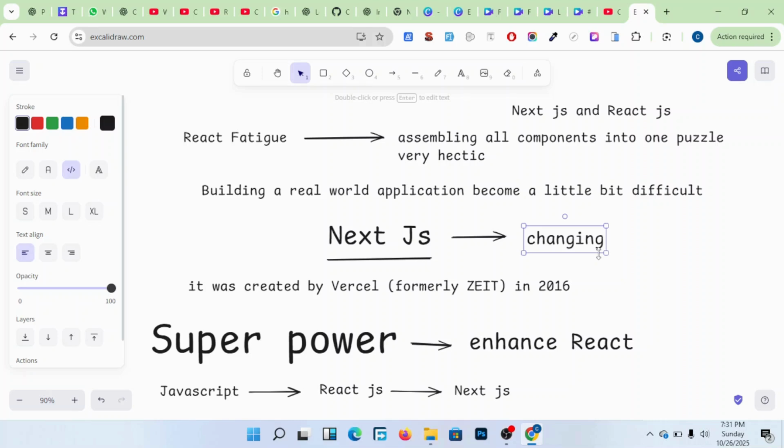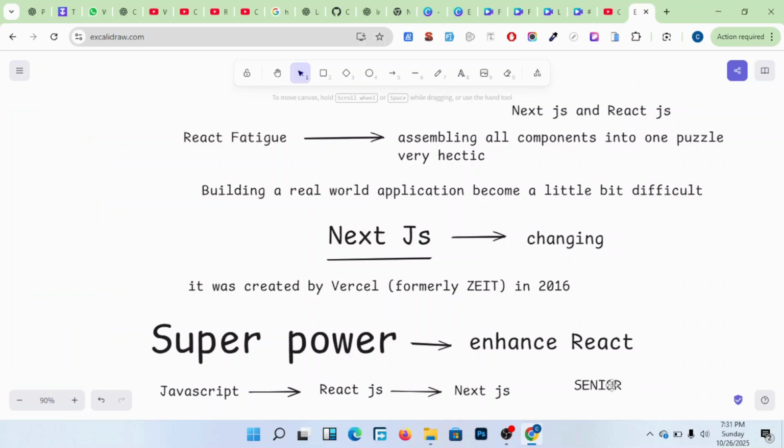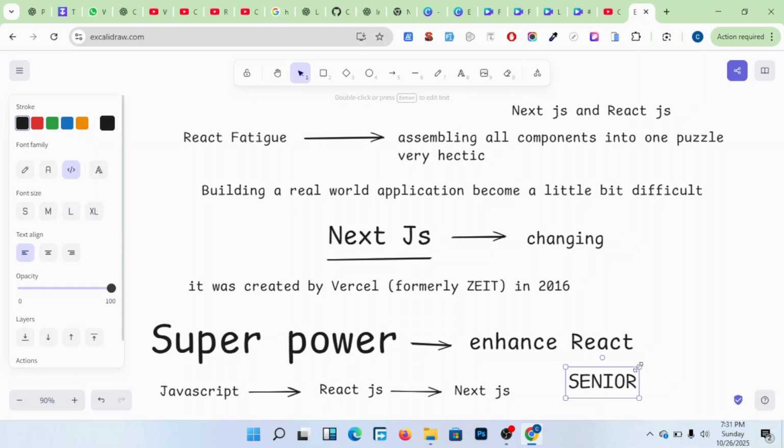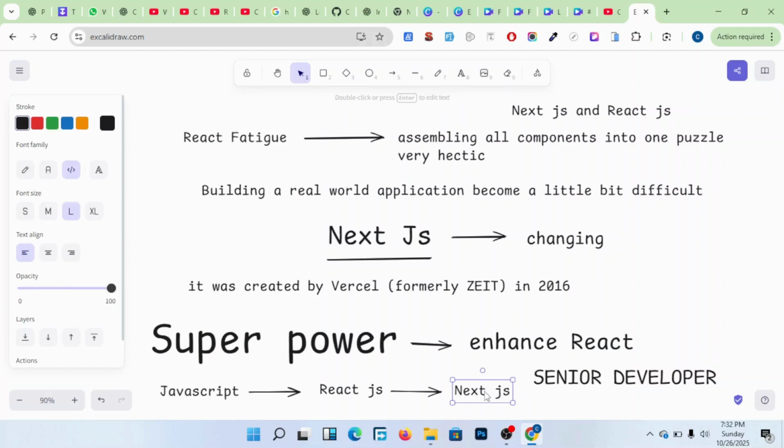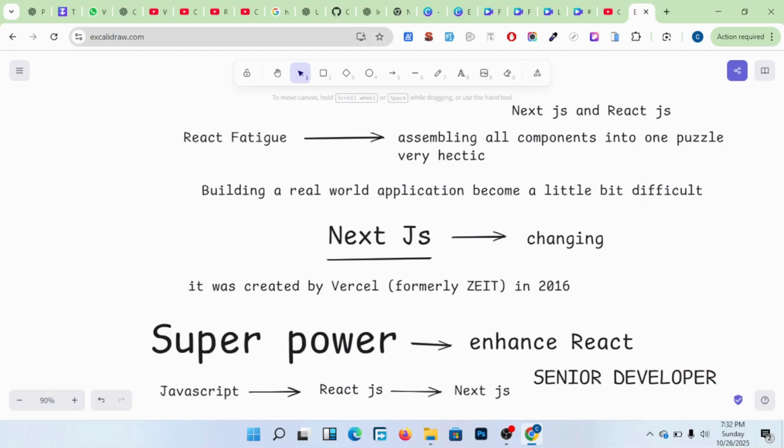Right now, I feel you are becoming a senior developer, just by what we are covering. I hope you have understood where we have come from: JavaScript to React, now Next.js. That's how the flow goes.